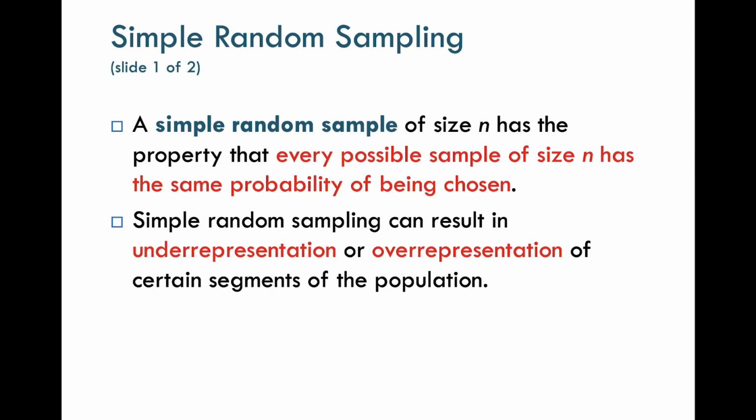The next one is simple random sampling. A simple random sampling is a type of sampling whereby every unit has the same chance of being chosen. Random sampling has certain advantages and disadvantages. The advantage is that it is random, therefore no bias. And there is also a disadvantage. It can lead to underrepresentation or overrepresentation of certain segments of the population.